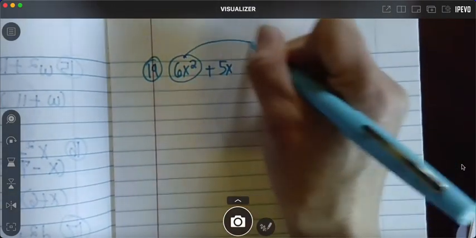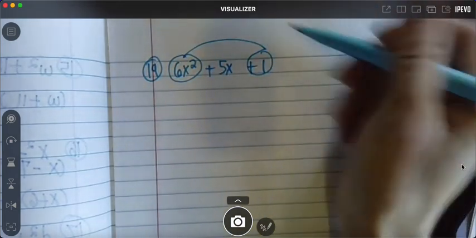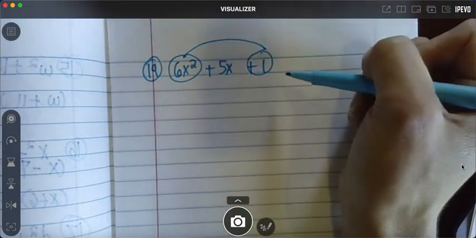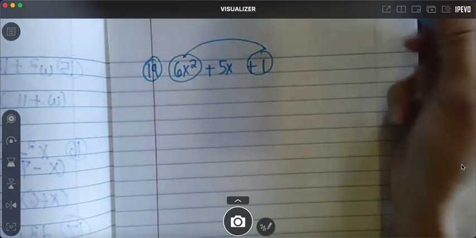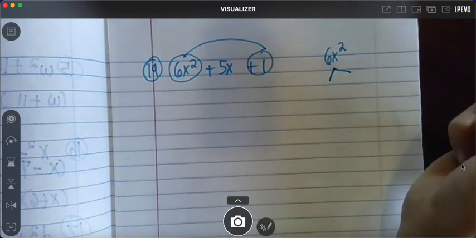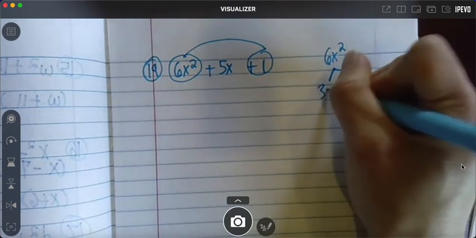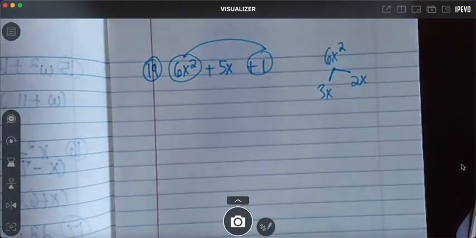6x squared times 1. Since there was a number out front, I have to draw the little glasses. I'm multiplying this times this. What's 6x squared times 1? It's 6x squared. What times what is 6x squared? 3 and 2. 3x and 2x. Do those add up to 5x? Yes, they do. So I am replacing that.